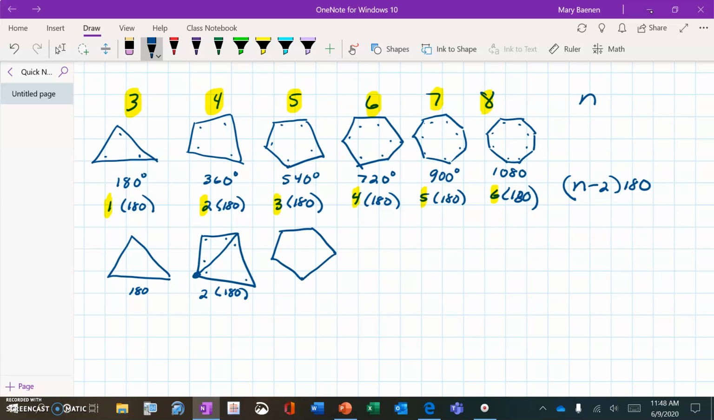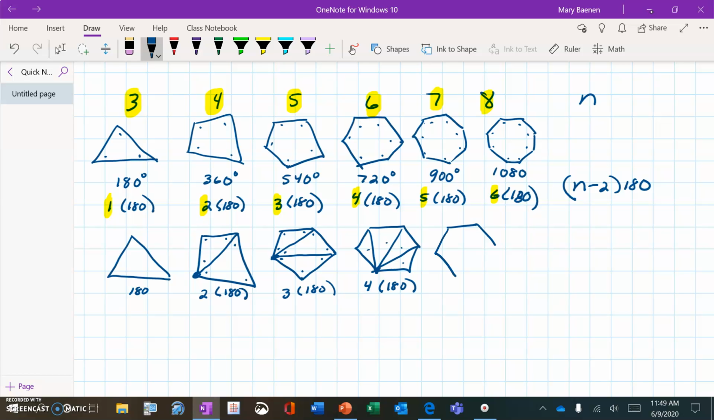Okay, 1, 2, 3, 4, 5-sided figure. What if I start here? I can break the 5-sided figure into 3 triangles. This has 180. This one has a sum of 180. This one has a 180 as a sum. 3 triangles, each with 180 degrees. 1, 2, 3, 4, 5, 6. If I start here, 1, 2, 3 lines create 1, 2, 3, 4 triangles. Each of the 4 triangles has 180 in it. So you see that I'm getting the same pattern as I did when I did that first investigation.